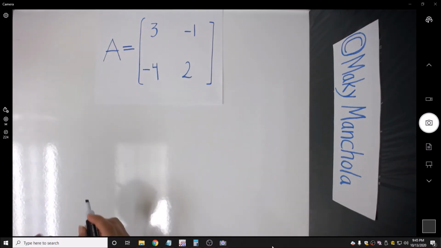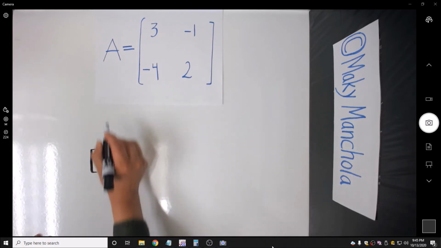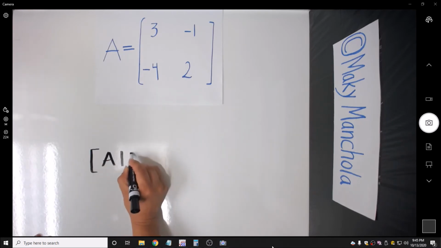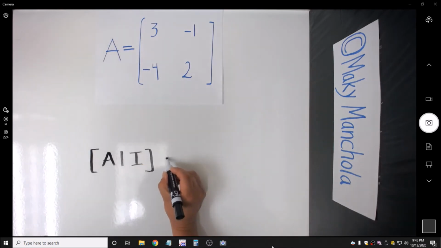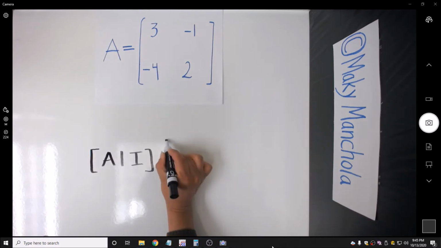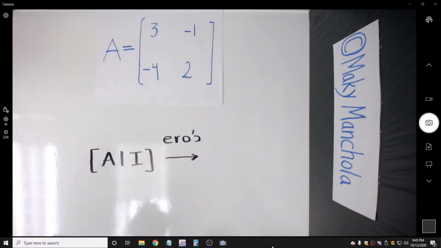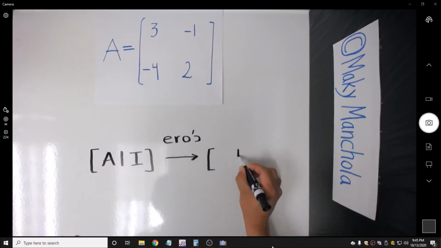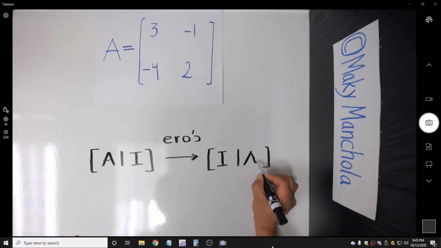Our procedure: we form the augmented matrix where the left block is A and the right block is the 2 by 2 identity matrix. We then apply a sequence of elementary row operations to obtain a reduced row echelon form matrix, which will have left block the identity matrix, right block the inverse of A.